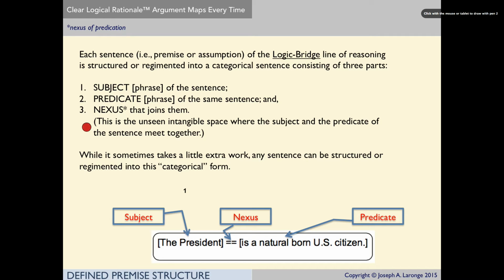While, when you're constructing arguments, it sometimes takes a little extra work to put the sentences in a categorical form, any sentence can be rearranged. The words can be arranged so the meaning's the same, but it can be structured or regimented into this categorical form. Here you see, for example, in the sentence, the president is a natural-born U.S. citizen, the subject is the president. The predicate phrase here is the following: is a natural-born U.S. citizen. And the nexus is kind of the space between those two in the sentence.